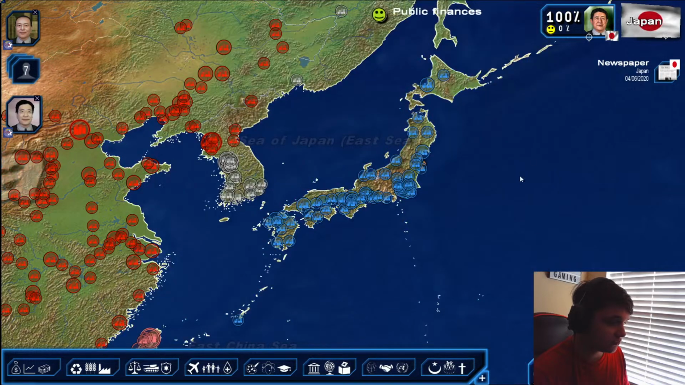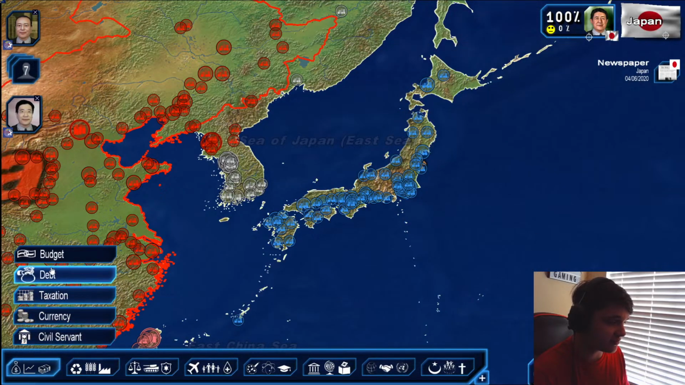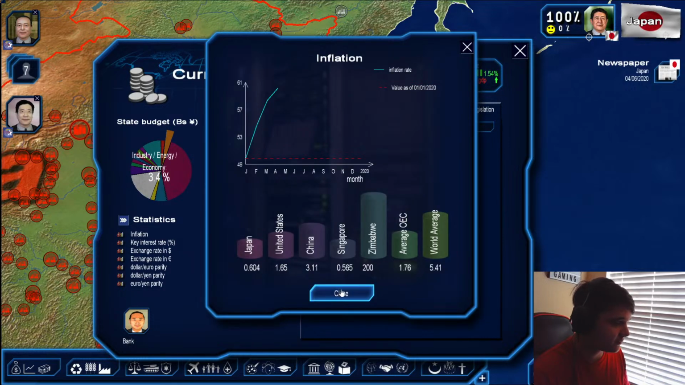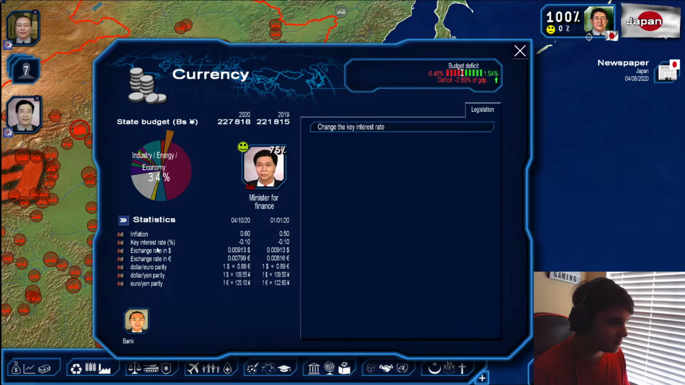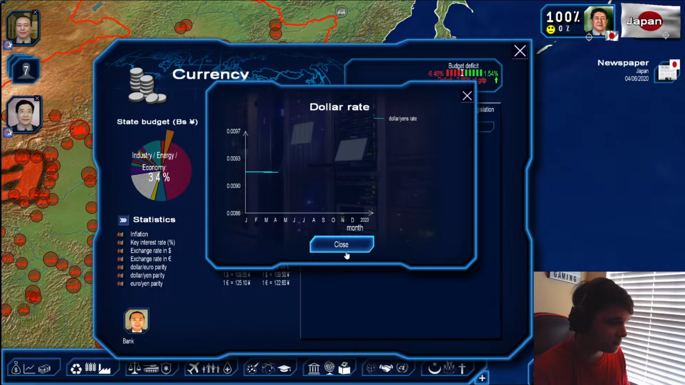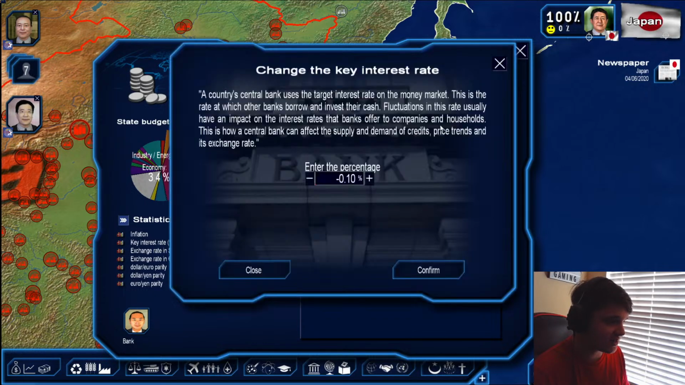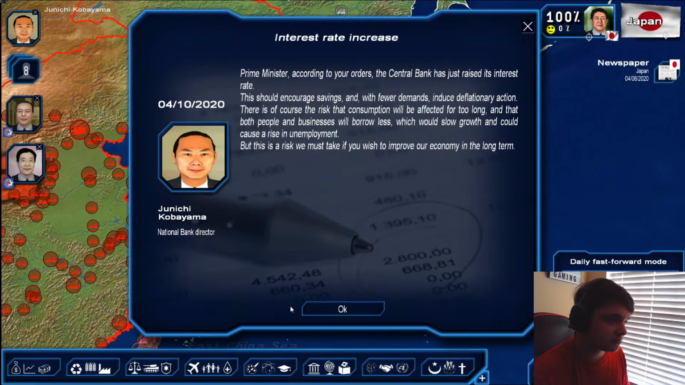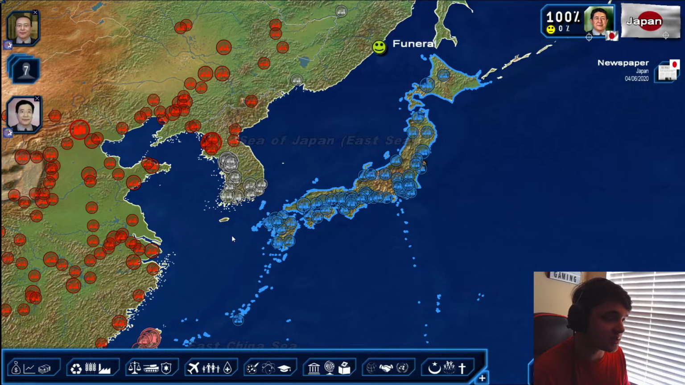Here is our growth. 3%, very good growth rate for the good old state of Japan. See, look at that dollar rate. Let's go ahead and increase our interest rates to 1%. Maybe that'll help out our exchange rate. Our interest rates to 1%, that'll help out our exchange rate. That's a better way to say it.